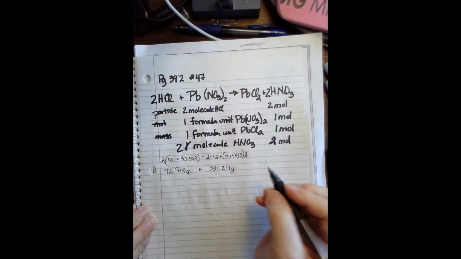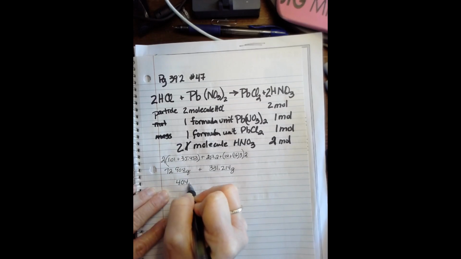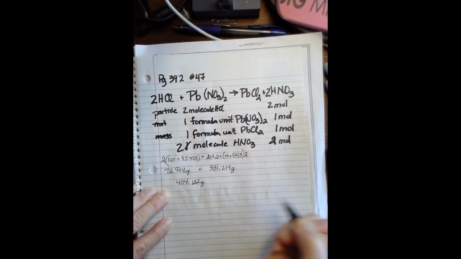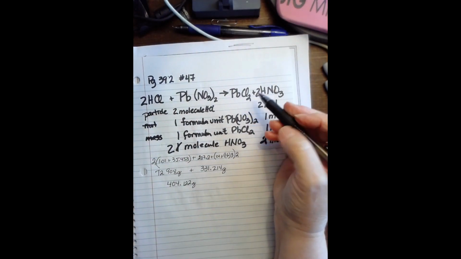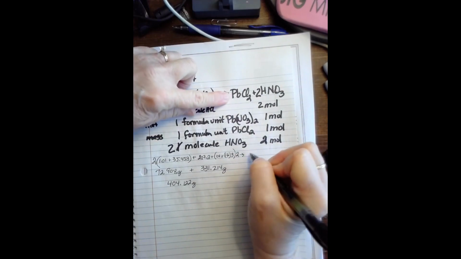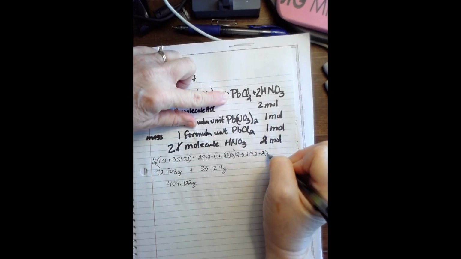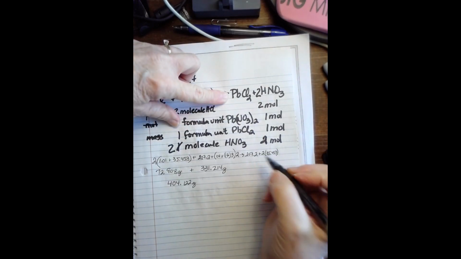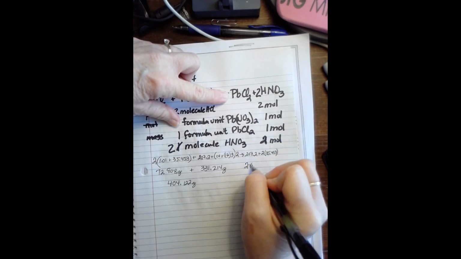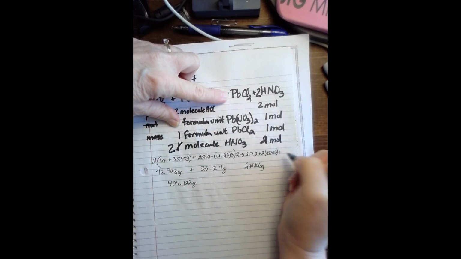All right, now let's just add this up. So in our reactants, we have 404.122 grams of reactants. Now let's see what we have in our product side. Our product side, we've got 207.2 for the lead, plus 2 times 35.453. So 2 times this plus this gives us a mass of 278.106 grams. And then let's do the nitric acid.